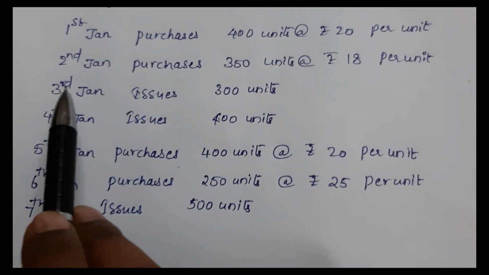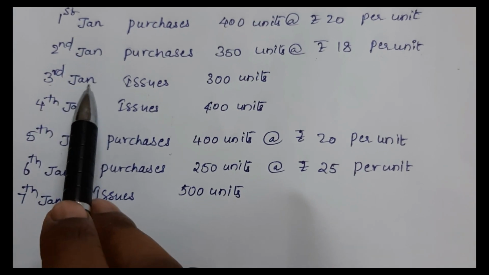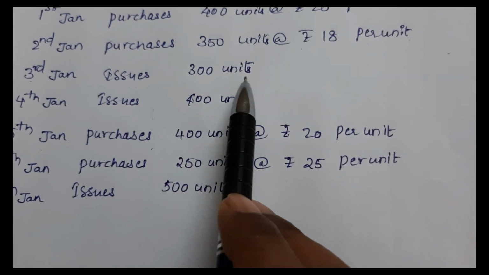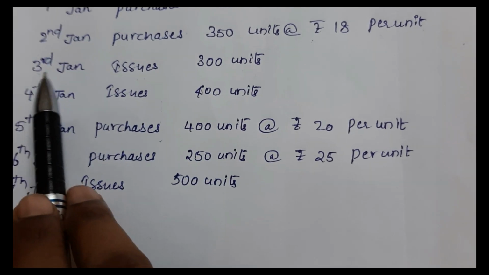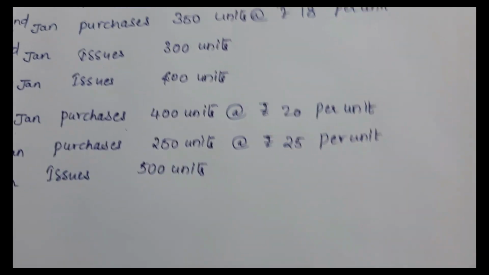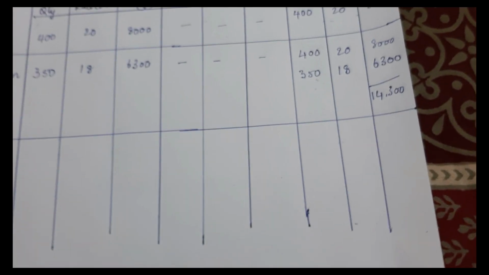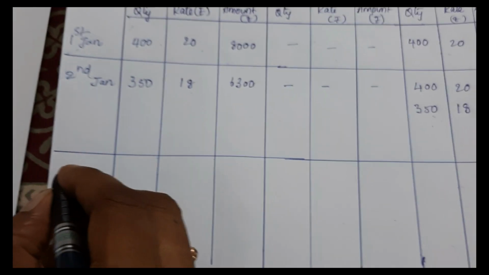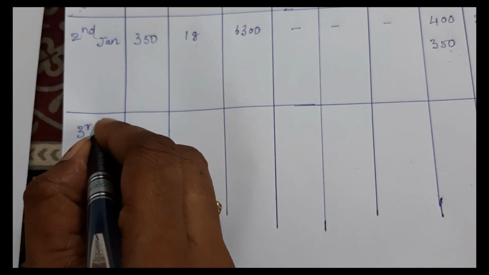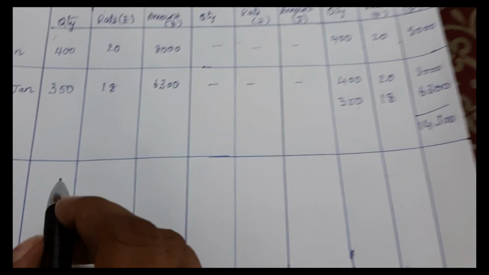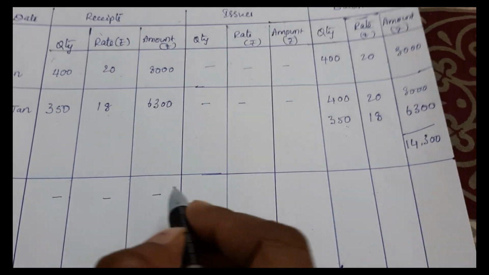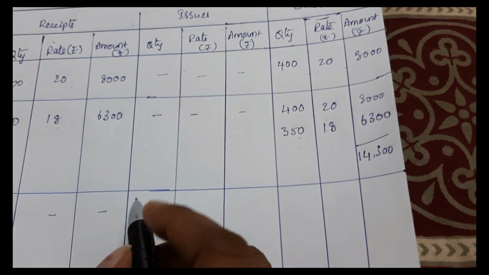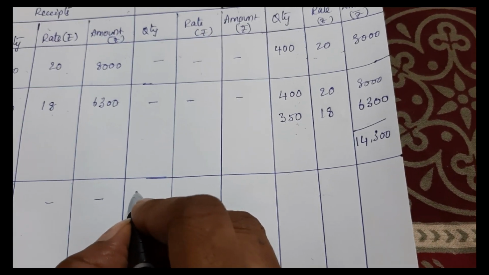Now we will see the third transaction. On 3rd January, issues 300 units. So this has to be written in stores ledger account. 3rd January date I am writing. Under receipts it will be empty, and under issues we have to write now how many units?